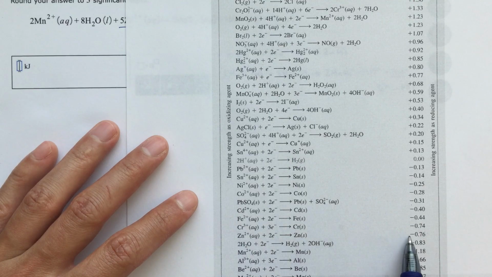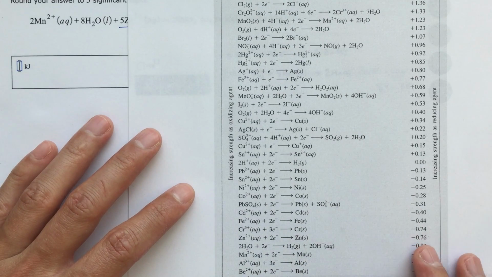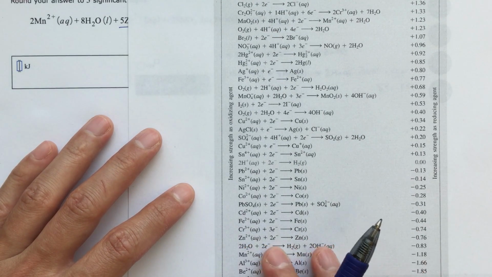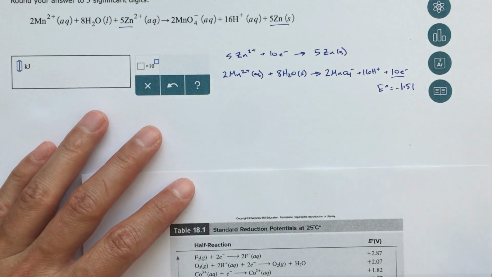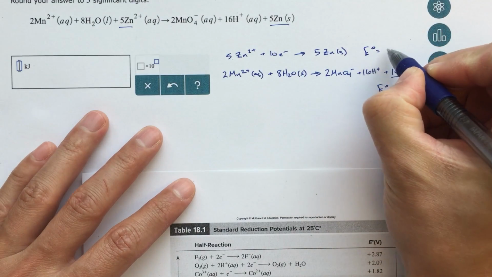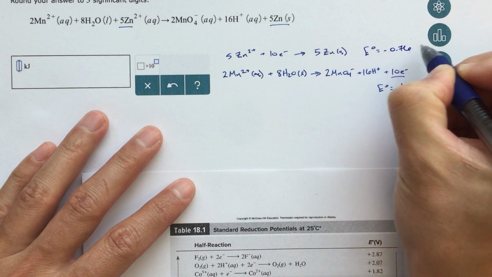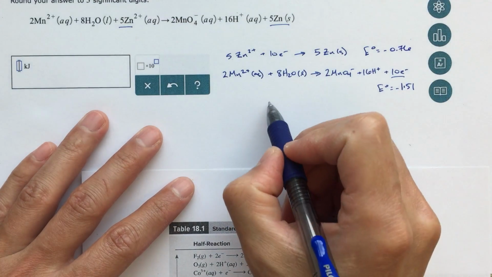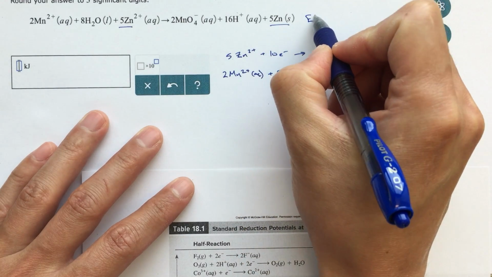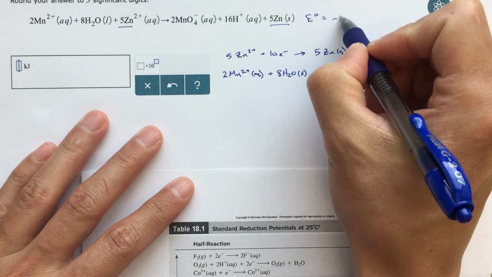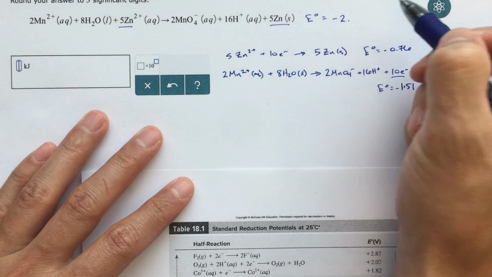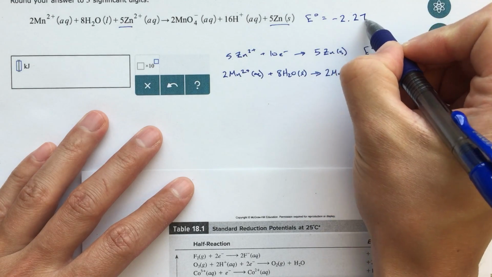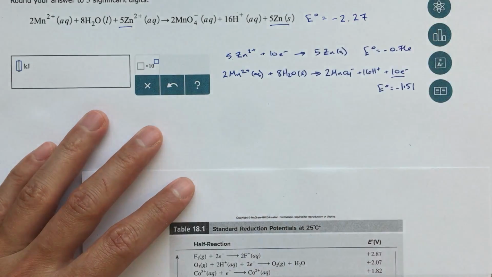So this would be minus 0.76. I don't need to change this at all because this is as it's written, so minus 0.76. So E naught equals minus 0.76. So if I add these two together, I'm just going to add these two potentials together. So then for this reaction, the E naught is going to actually be minus 2.27. So this E naught is a minus 2.27.